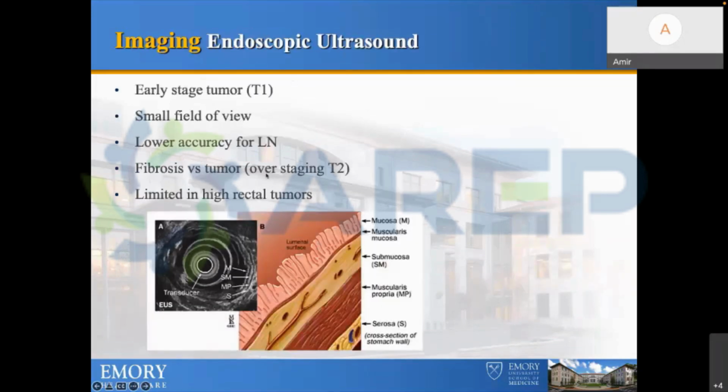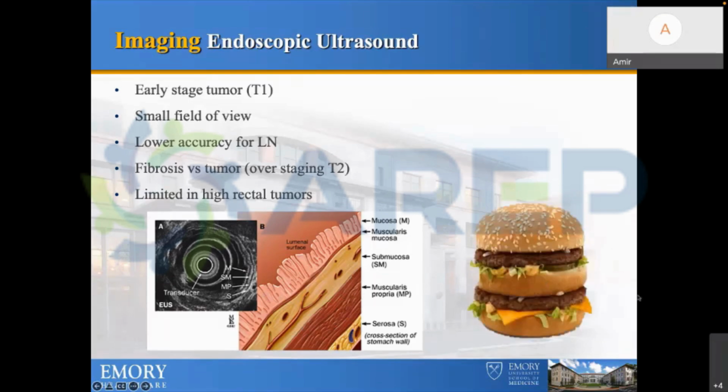What is endoscopic ultrasound? It's similar to any other ultrasound they do on upper GI endoscopy, or through the rectum. Basically, this is an example of the picture that you see from the literature. You're going to see it has a good resolution to identify different layers of the wall of the rectum. And it kind of reminds me of a Big Mac.